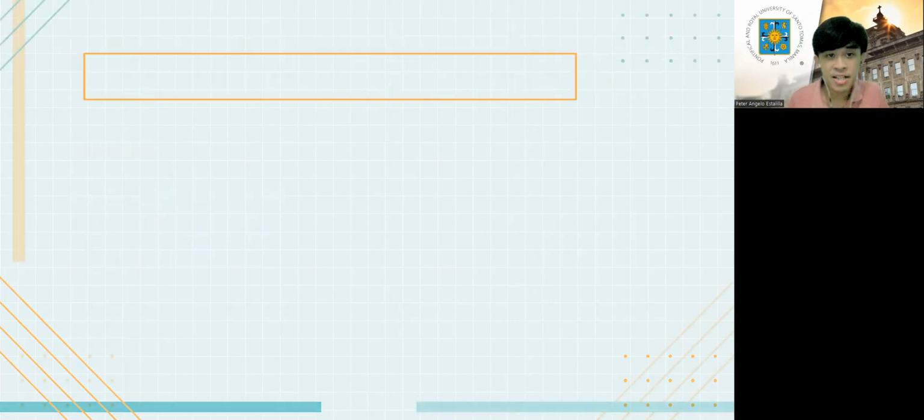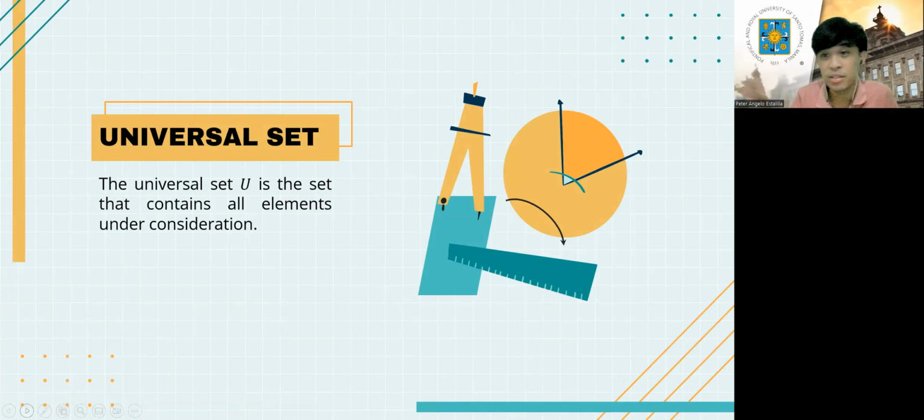Sige. The next one, when we say universal set, so these are the important terms that we need to remember in dealing with sets. Number one, universal set. The universal set, which is denoted by U, is the set that contains all elements under consideration. So for example, the set of even numbers. So ibig sabihin, ang universal set, 2, 4, 6, 8, and so on and so forth. Lahat yon, they are the universal set. Or kapag naman nagkukumpara tayo ng two sets, for example, set A and set B, ang universal set ay lahat ng elements sa set A and set B.